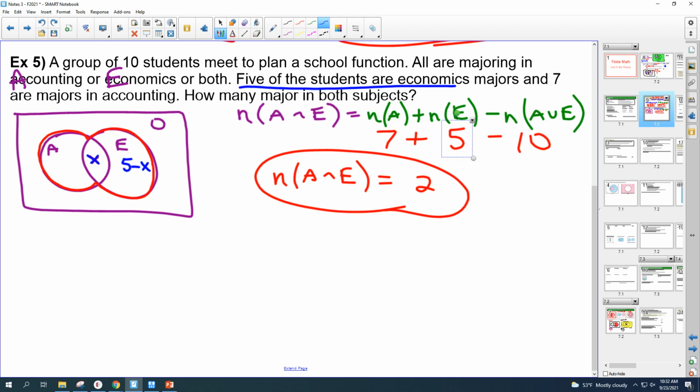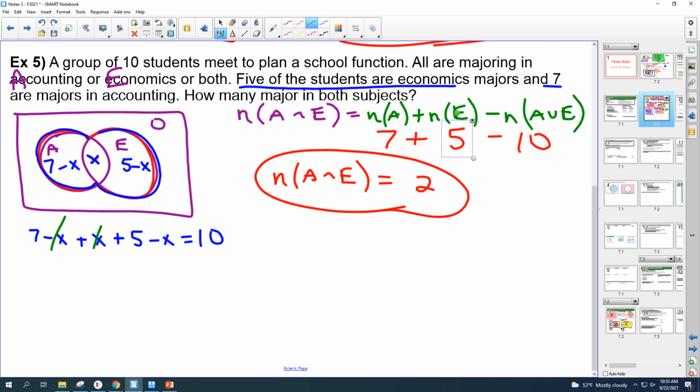And so in a similar way, when they tell me 7 major in accounting, I'm going to say 7 minus x right here. 7 minus x plus x equals 7. There's my accounting. And then they told me that's going to add up to 10. And so what I would have to do in this problem, and what you will have to do on a later problem, is something like this. Those 3 sections are going to add up to 10.